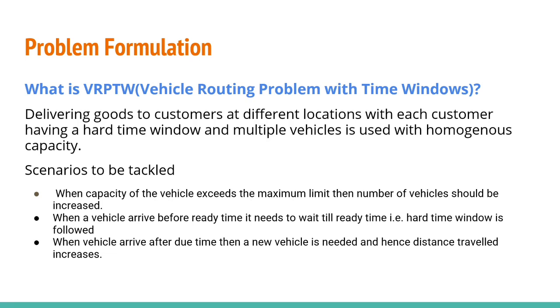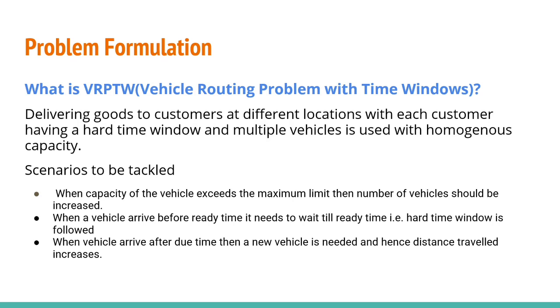So I worked on this problem statement in my BTech final year project alongside my project partner Pooja. So what is vehicle routing problem with time windows? Let's first understand what is vehicle routing problem. It is a simple variation of the traveling salesman problem, which we are trying to solve with a genetic algorithm. We are using a multi-objective genetic algorithm, MOGA in short.